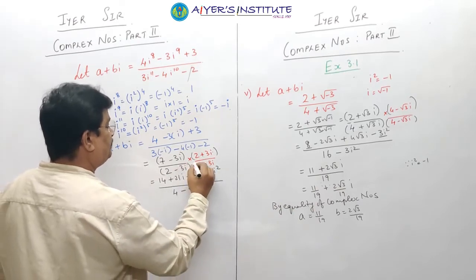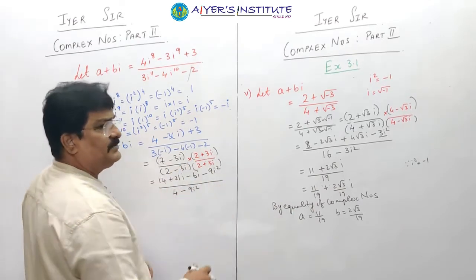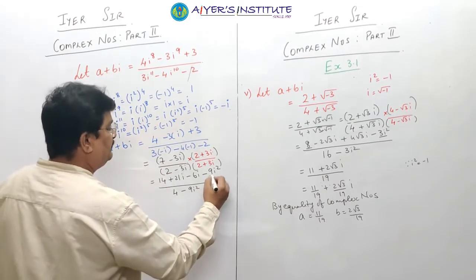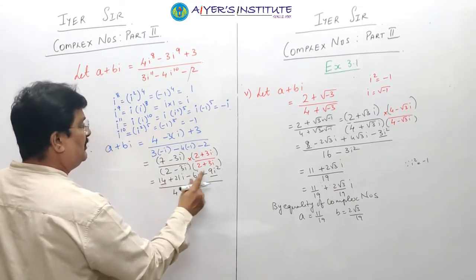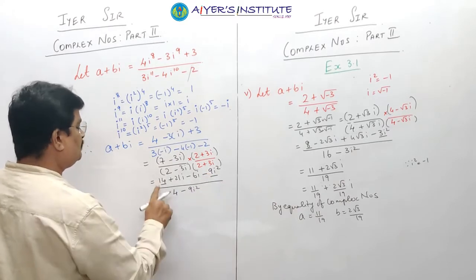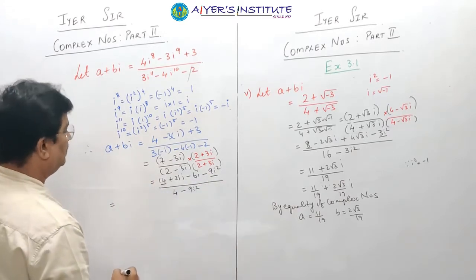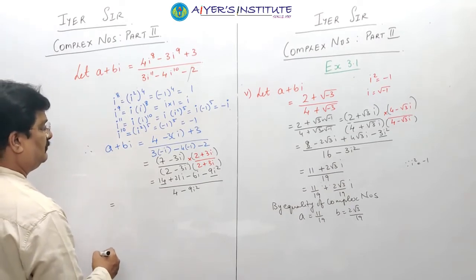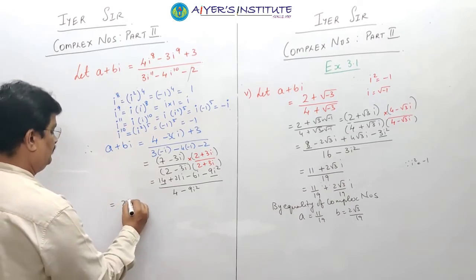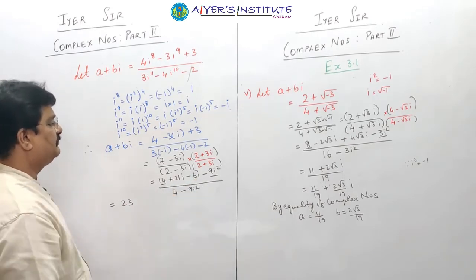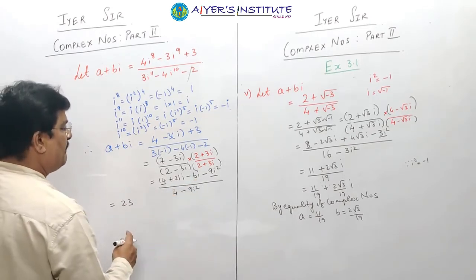This is a plus b, a minus b, going to be a square minus b square. Let us simplify. When we take this and this together, this will become plus 9. 14 plus 9 is 23. 21 minus 6 will be 15.